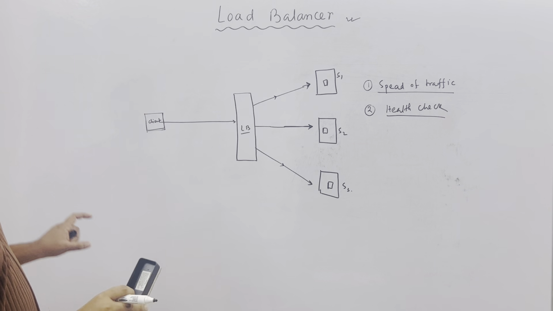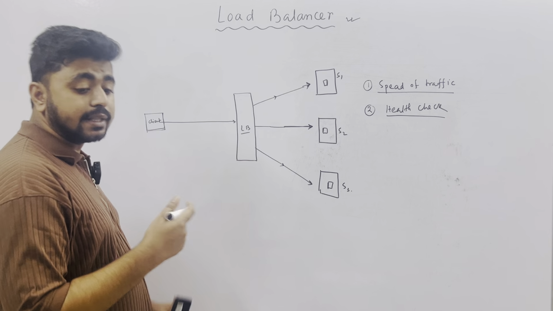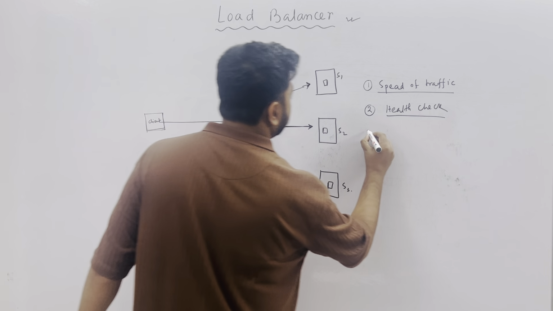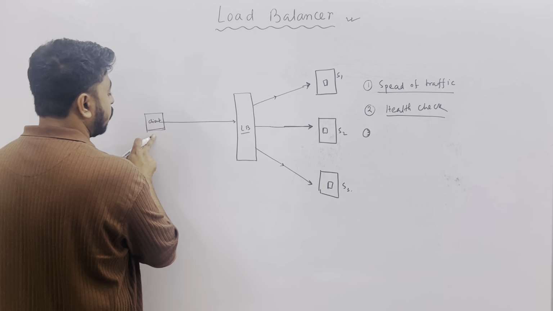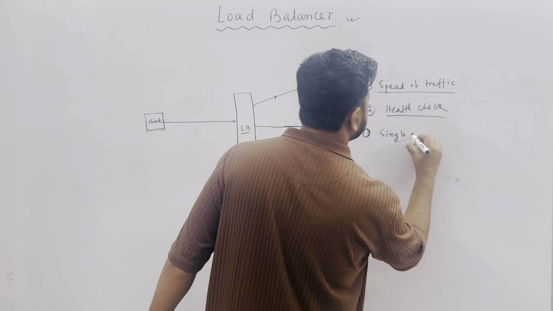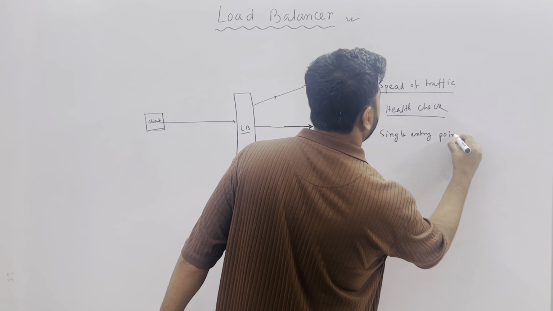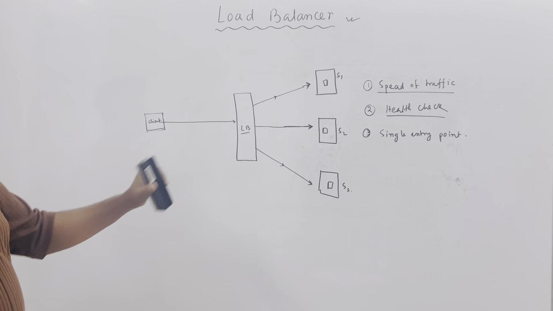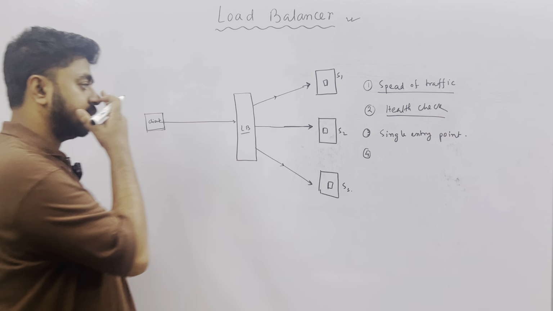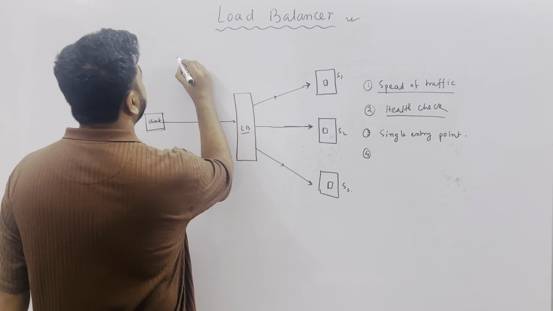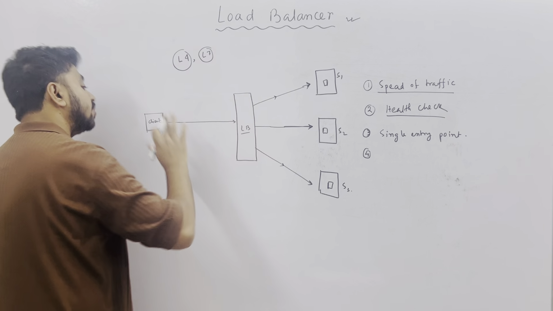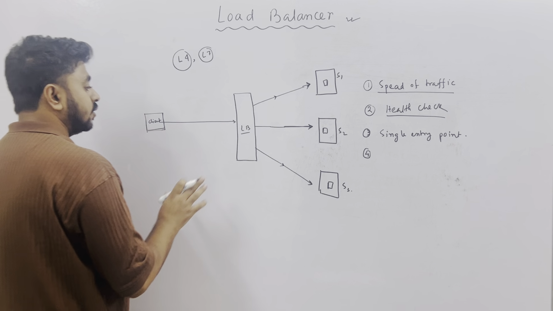This is the basic work of the load balancer, but the load balancer does some extra things also. The third thing: for this particular client, the load balancer is giving a single entry point for the applications to use. The fourth thing is about advanced load balancers. Load balancers are generally of 2 types, one is L4, another is L7. What L4 and L7 are, I will talk about later in this lecture.